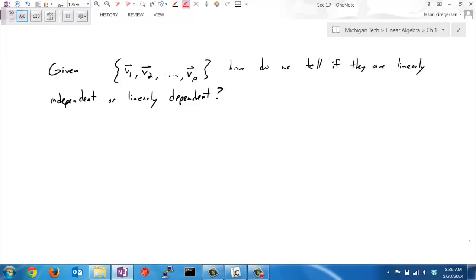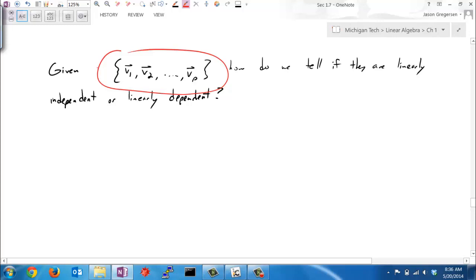We've talked about the relationship between this statement and also a vector equation and a matrix equation. So we know that in general, if I want to tell if they're linearly independent or dependent, I want to see if there's some linear combination of these things that equals zero. Or I could just take those vectors, put them in the columns of a matrix, and ask, are there non-trivial solutions to this homogeneous equation? So if I want to tell if this set is linearly independent, I can just throw it into a homogeneous equation.